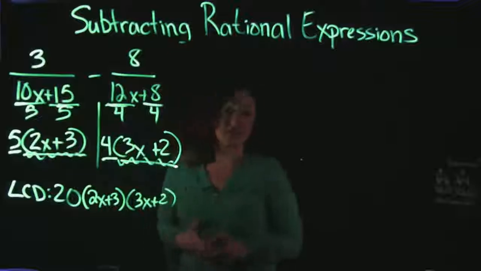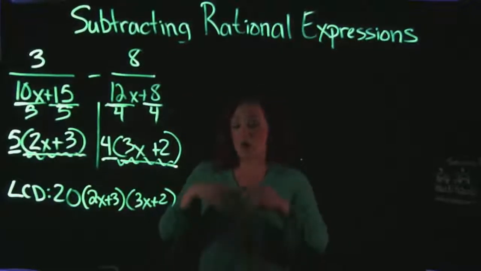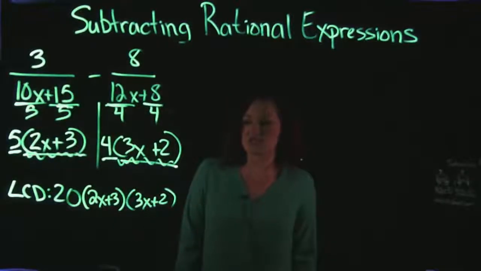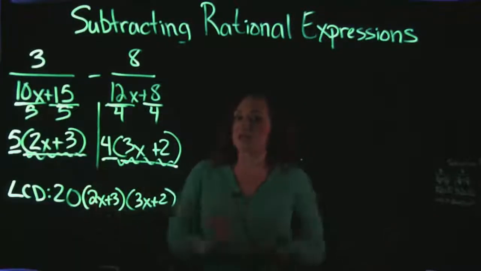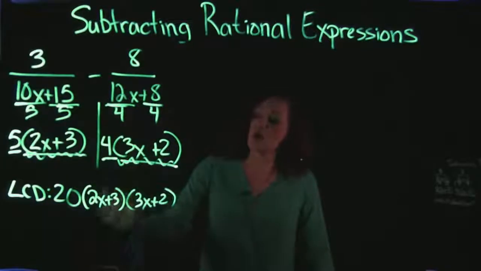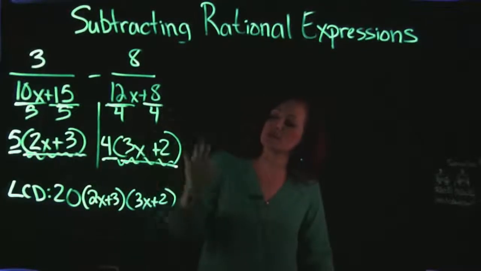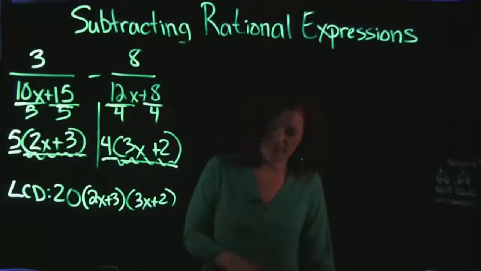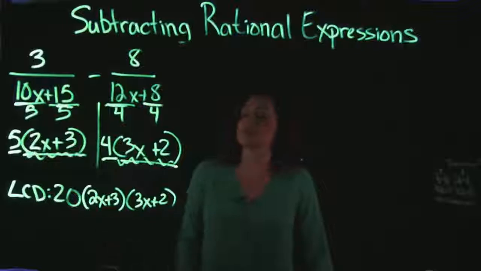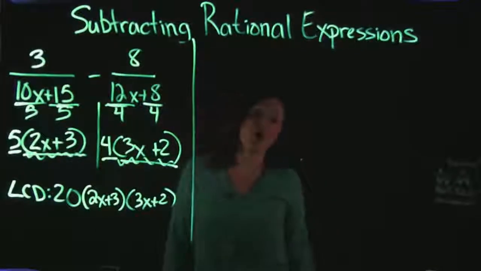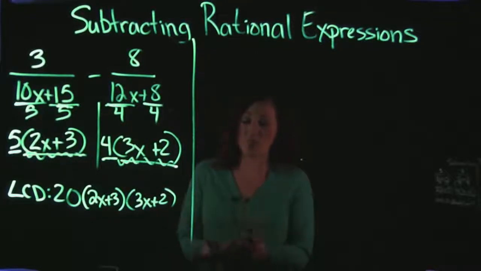They are not the same, so we need to list them both since they are 2 different factors. Your lowest common denominator of rational expressions is made up of all the different factors that you have for your denominators. So a 5 and 4 had a 20 in common, 2x plus 3 was also one of our factors, 3x plus 2 was also one of our factors, and because those are different, we need to list them all. So actually 20 times 2x plus 3 times 3x plus 2 would be our common denominator for this particular problem.